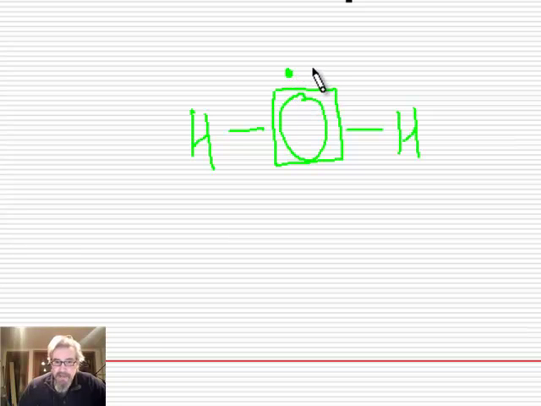I fill that octet by putting in 2 pairs. Don't worry about the fact that oxygen only has 6 electrons to start with. It's not interested in being a 6-electron atom. It wants to be stable, because remember, 8-electron atoms are stable, and so it's gotten into this molecule so it could have a full 8 dots. We fill those dots in to indicate that stability.